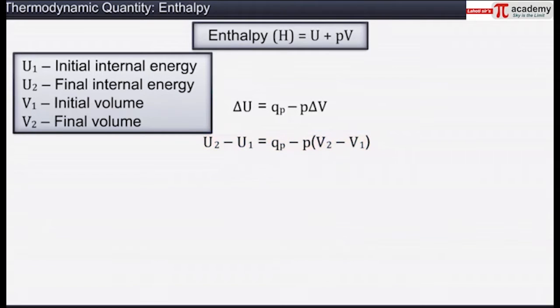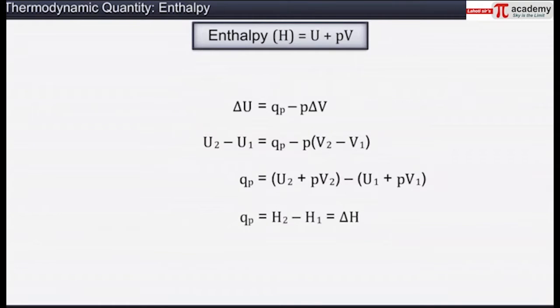On rearranging this, we get QP equal to (U2 plus PV2) minus (U1 plus PV1). But we've already learned that U plus PV equal to enthalpy H. Hence, the equation can be written as QP equal to H2 minus H1 is equal to delta H. Therefore, delta H is equal to QP.